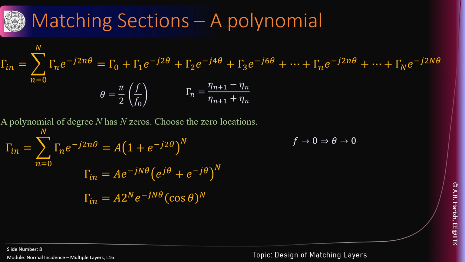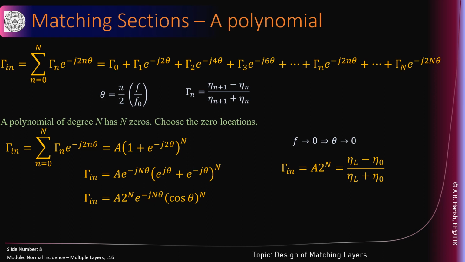Now there is an interesting observation. What is the meaning of theta going to 0? Theta going to 0 implies beta 2 d2 is going to 0. That means that slab doesn't exist. Nothing exists there. Everything is shrunk. That means gamma in is a times 2 to the power of n times eta L minus eta naught upon eta L plus eta naught.